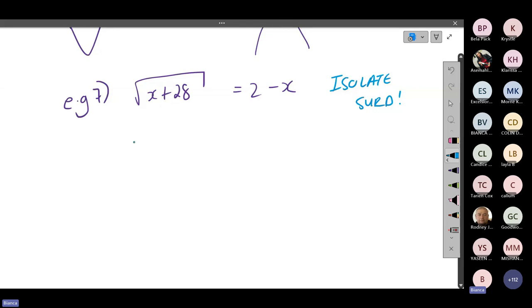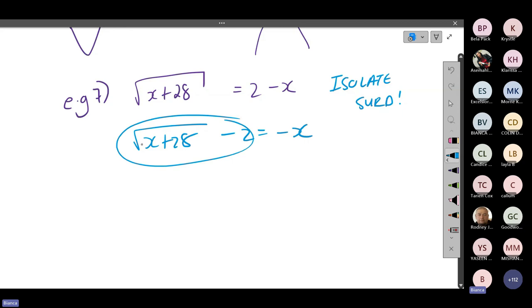So another example would be something like this. Let's say it said square root of x plus 28, minus 2, equals minus x. If it was given like this, is the surd isolated? No, it's not. So isolate the surd means I want this little house on its own. Does that make sense? All right, Mikhaili, you can go after and explain this.